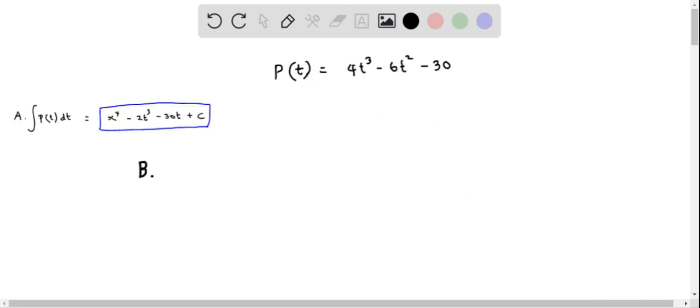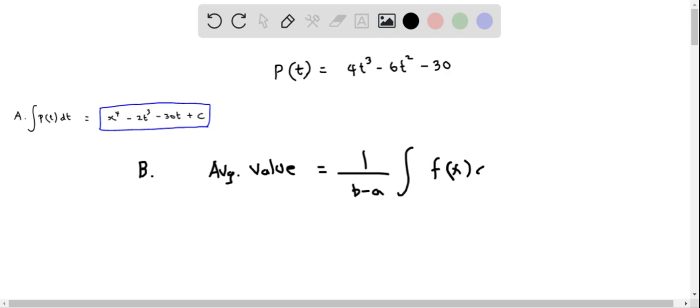In part B, we determine the average price of produce during the first 4 months of the year. So for that, we utilize the average value of the function f of x, and this is given by 1 over b minus a, integral of f of x dx, and this is from a to b. That is, if a function is defined from a to b, this is the formula to determine the average value of the function.